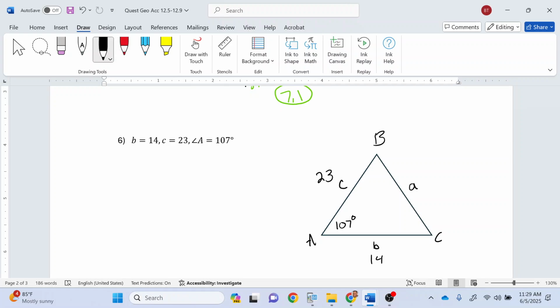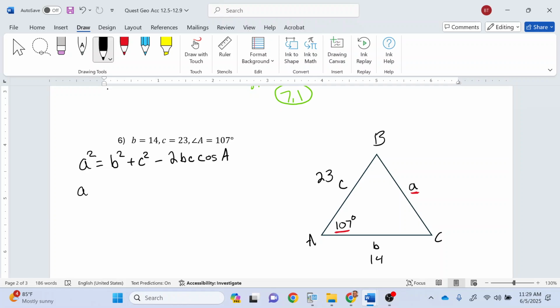Since A is the thing I'm looking for, or I'm sorry, let me rephrase that. I have the angle A, so a will be the isolated side. So it's going to be a squared equals b squared plus c squared minus 2bc cosine capital A, which is going to be 107. But this is just the formula. Remember, whether it's A, B, or C, you just replace those positions.